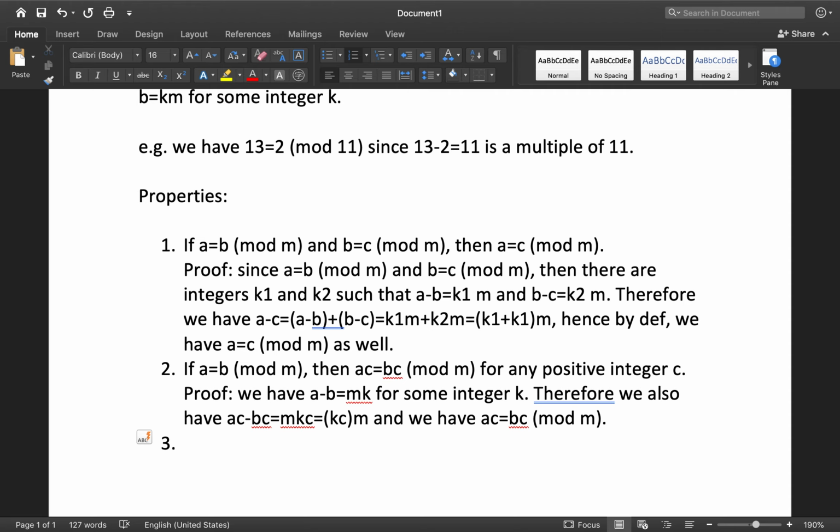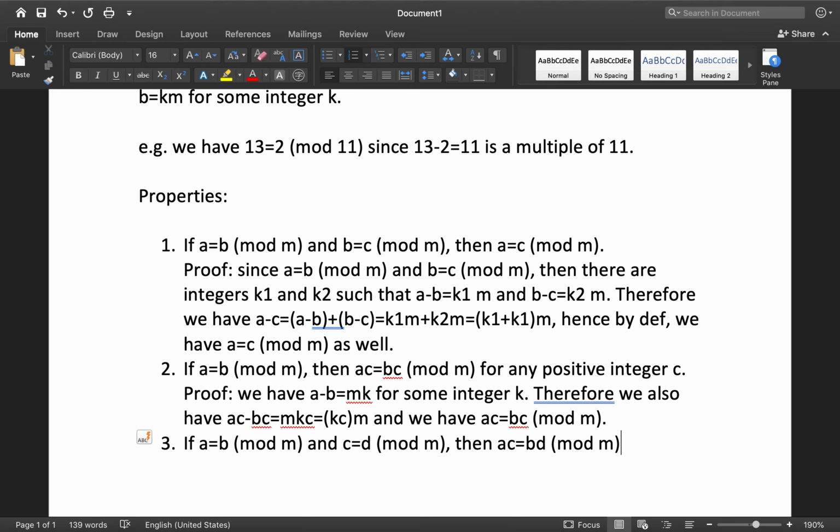Okay, so let's have the third property. For example, if you have A congruent to B modulo M, and for example you have C congruent to D modulo M as well, what can you do? Well, you can sort of multiply the two equations together, and you get AC congruent to BD. So this is a very useful property in fact. And we can use that to get another property which I will show you later, but let's see why this is true.